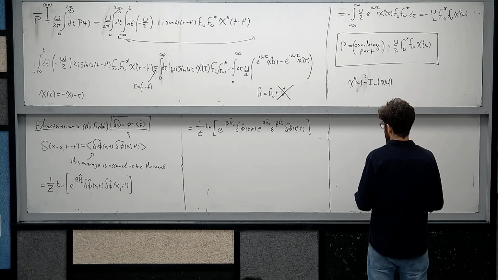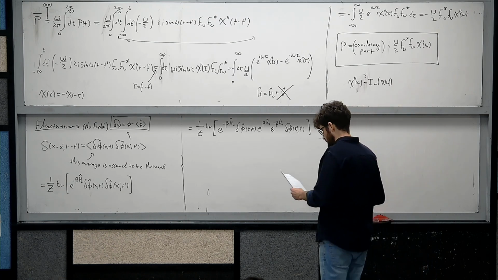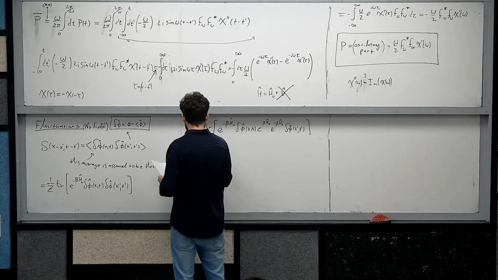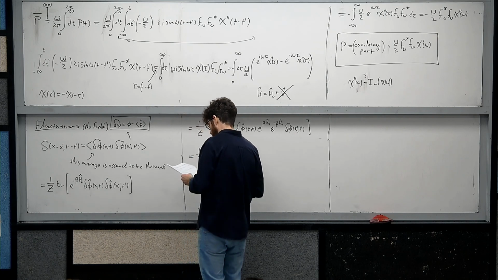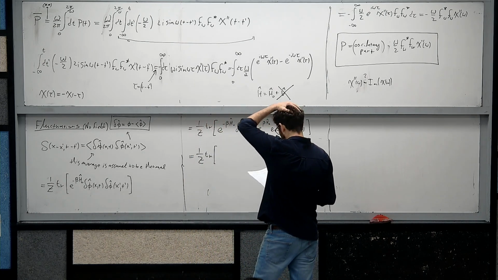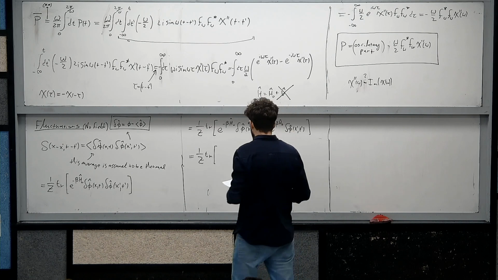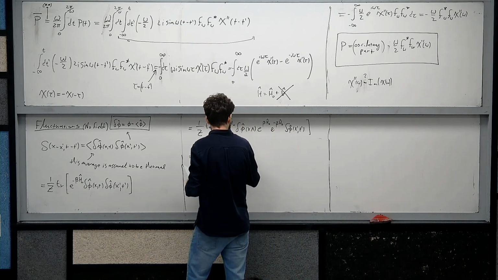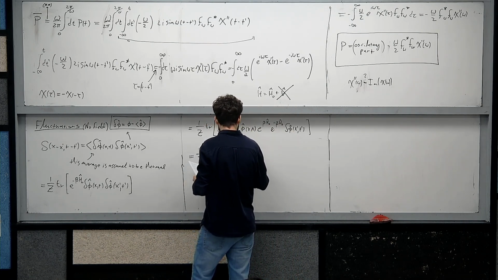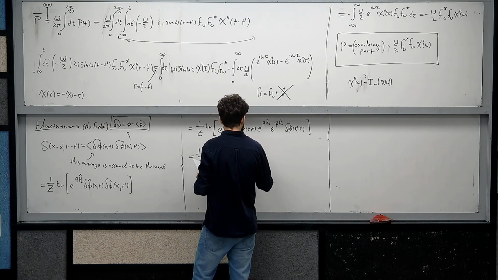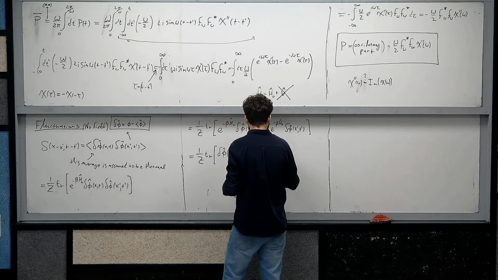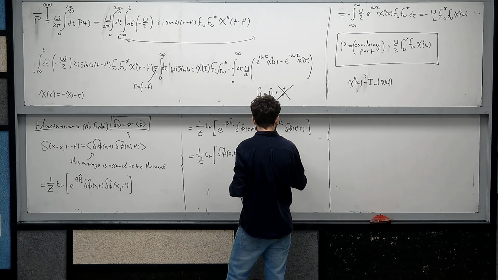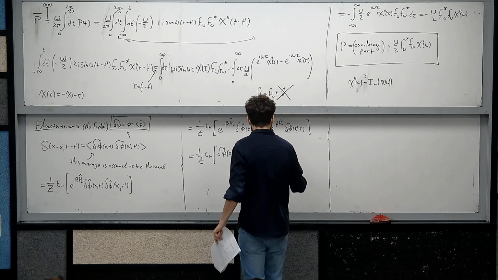And then I can write that this thing is 1 over Z trace of delta phi of x and t plus I beta, e to the minus I beta H0, delta phi of x prime and t prime.